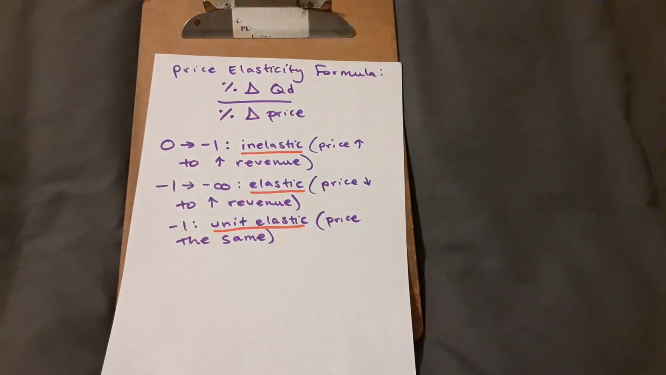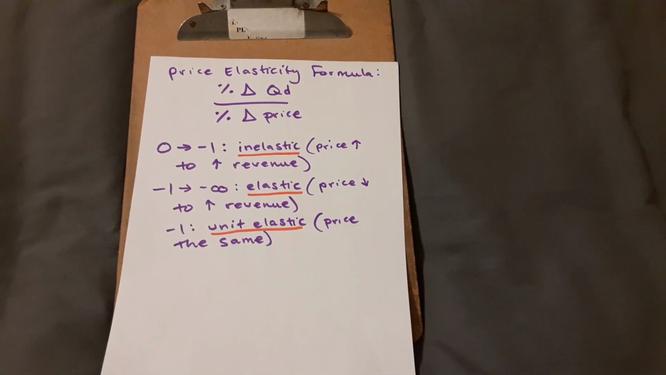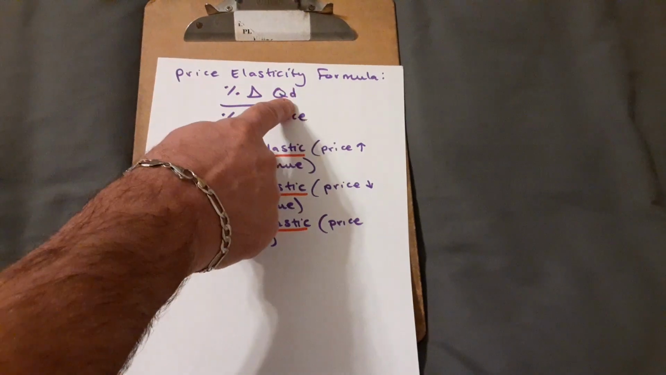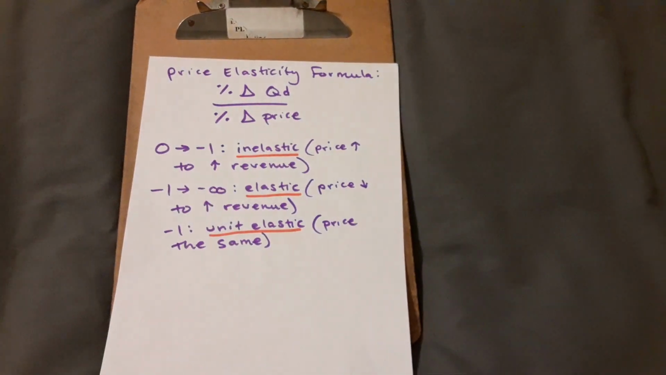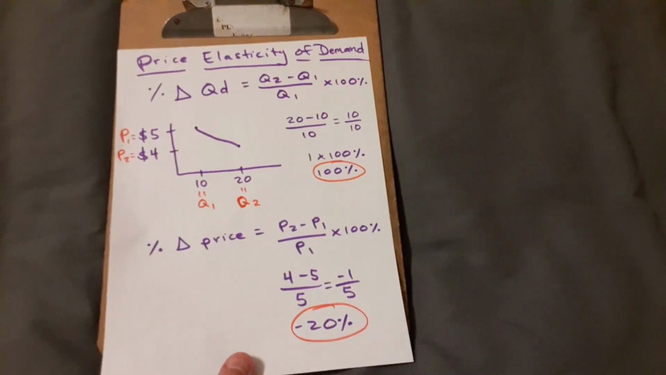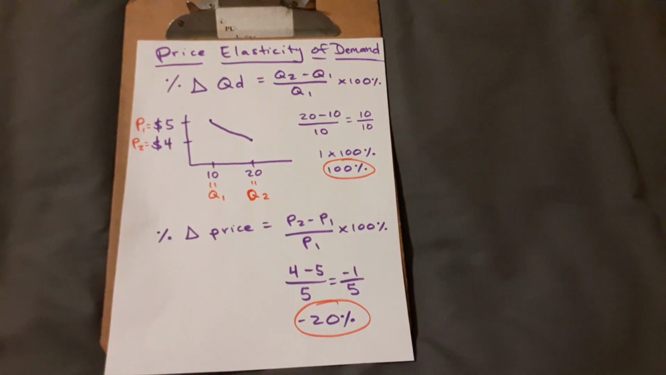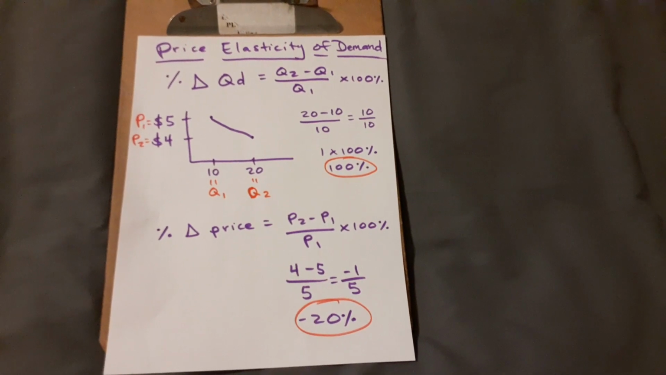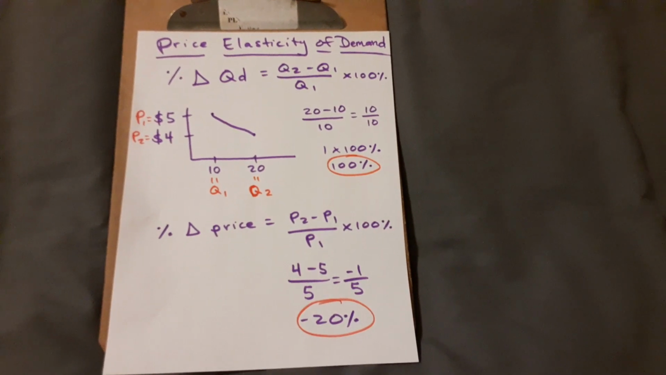Percentage change in, so my triangle, remember that delta means change in. Percentage change in quantity demanded over the percentage change in price. That's the formula that we're looking to use. So if I come back here, we want to again be able to use that formula, percentage change in quantity over percentage change in price.